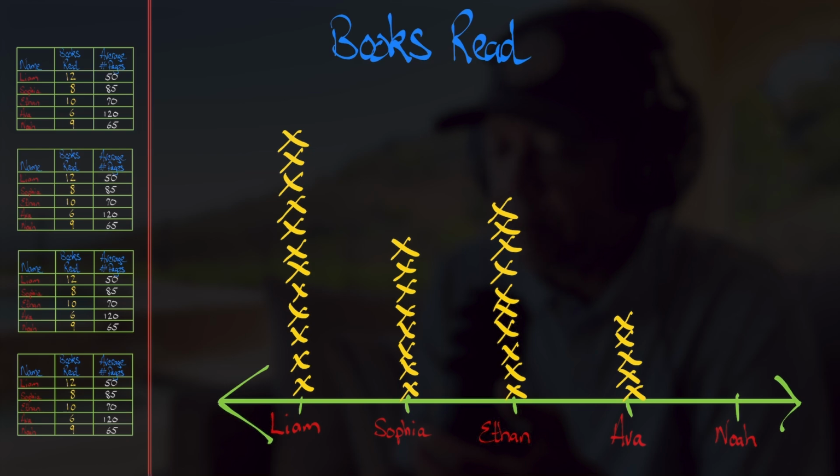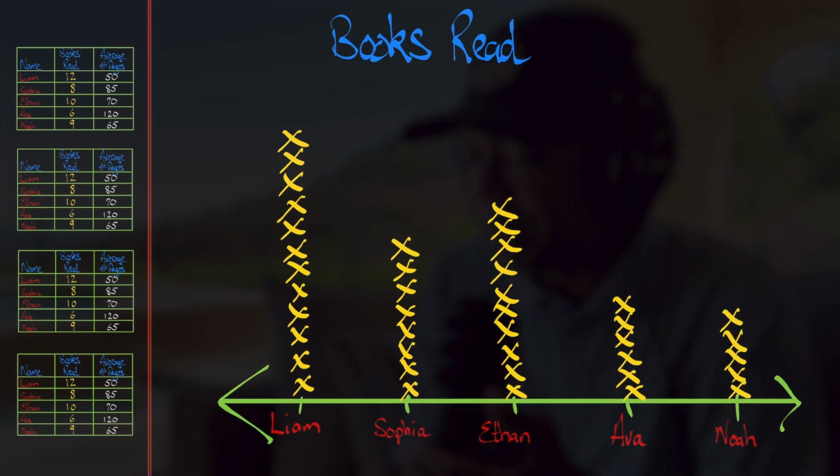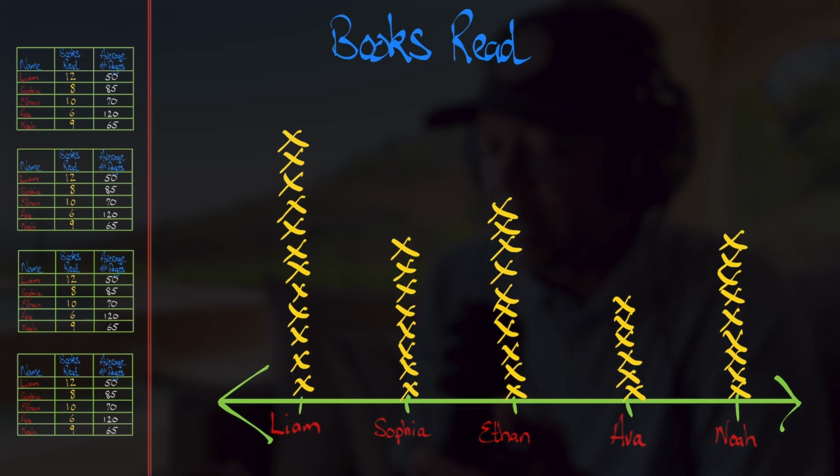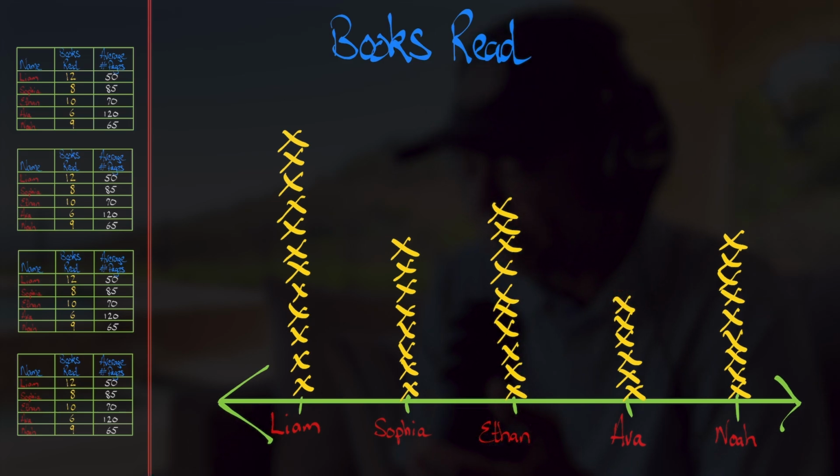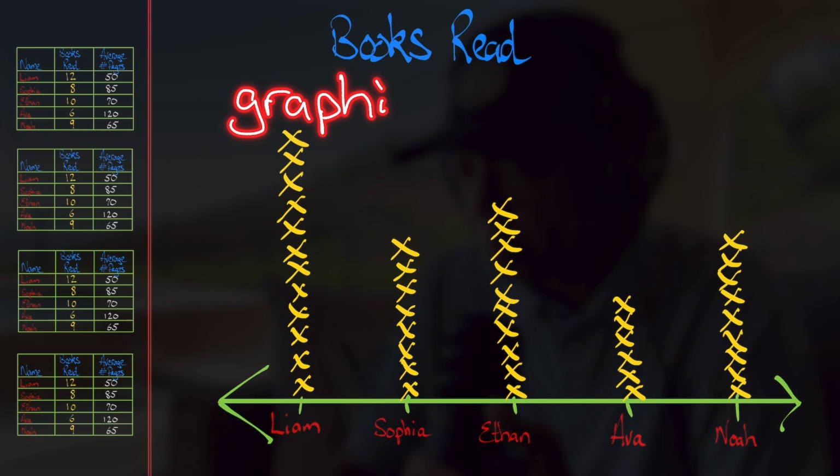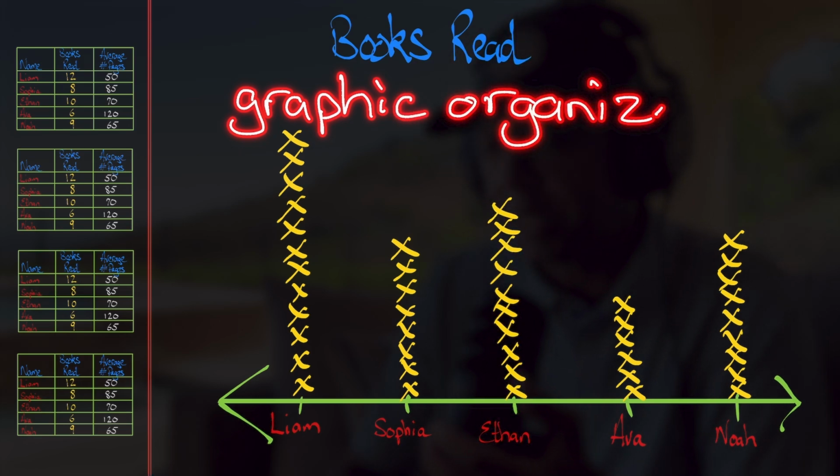You can see Liam obviously read more books. He's got 12, and Ava has read only 6. Just by looking at these columns, I know how the kids compared in the number of books that they read. Graphic organizers help us do exactly that.